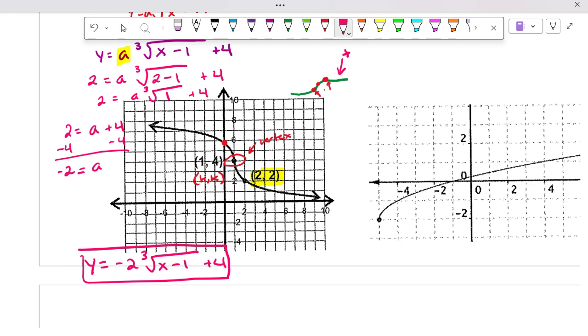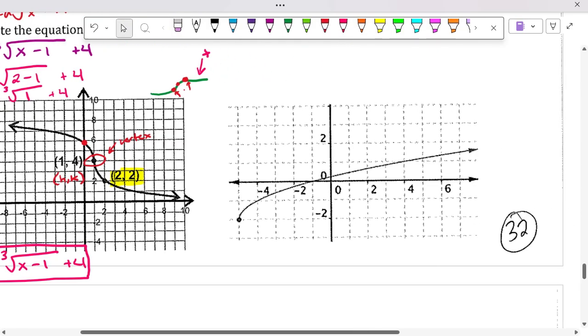Any questions? Any other questions? Sure, we can do the square root one.